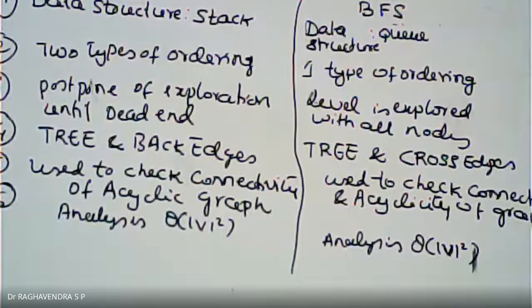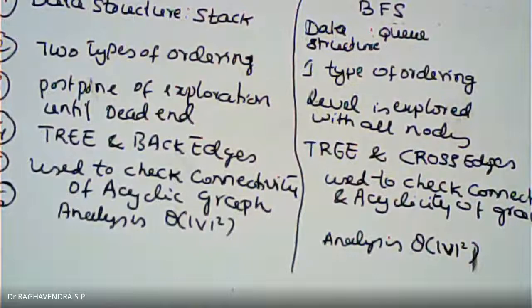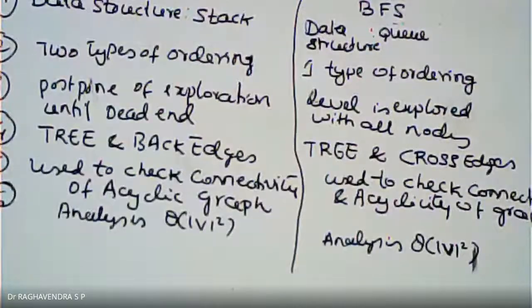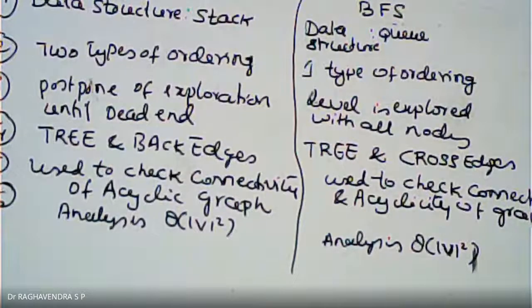Did you write it down? Write it. An example question may be asked: distinguish between breadth first search and depth first search, or list the differences between BFS and DFS traversal. Then you have to write this, and you can get the right marks. If you have copied, tell me. Copied, sir. Okay.